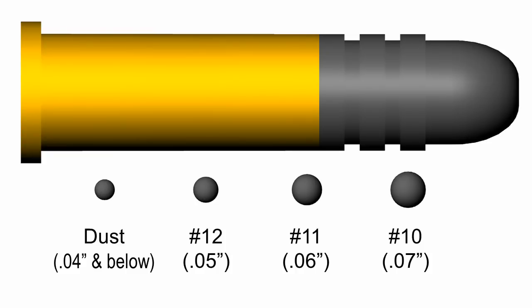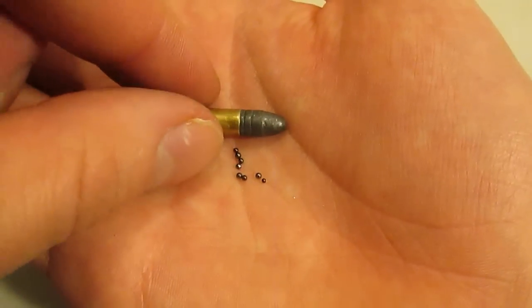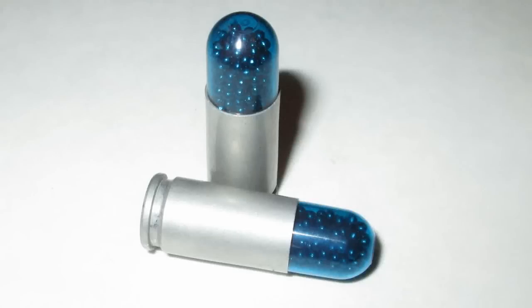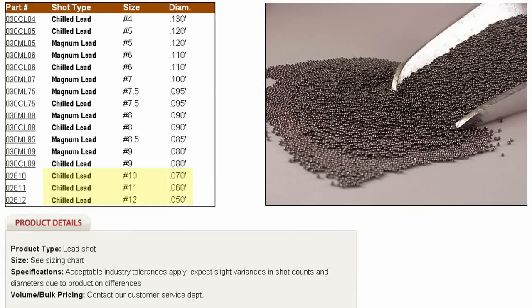Because of their very low mass, tiny number 10, 11, and 12 pellets are only effective on small animals at very close ranges. For that reason, these sizes are used primarily for pest control and are often called rat shot or snake shot. You won't see many actual shotgun shells factory loaded with this tiny shot nowadays, but it does show up in specialty shot shells and pistol cartridges, and the shot by itself can be obtained for hand loading.